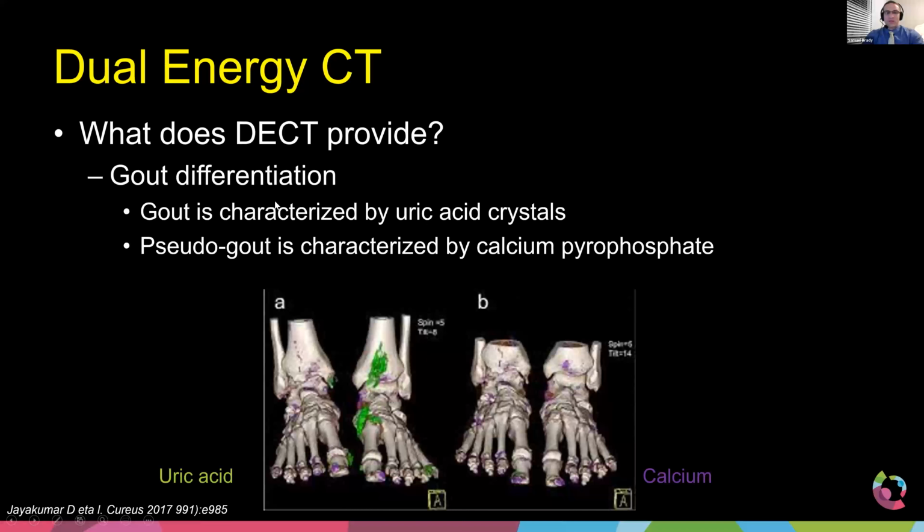Another thing is gout. So looking at inflammation, arthritis type issues, gout can be characterized by uric acid crystals versus pseudo gout, which is characterized by more of a calcium buildup. And so, once again, you've got a distinct difference between these two objects and their atomic numbers and their attenuation profiles. When you image the body, you can very easily identify and color code what uric acid would look like, shown here in green, versus calcium or pseudo gout, shown in purple.